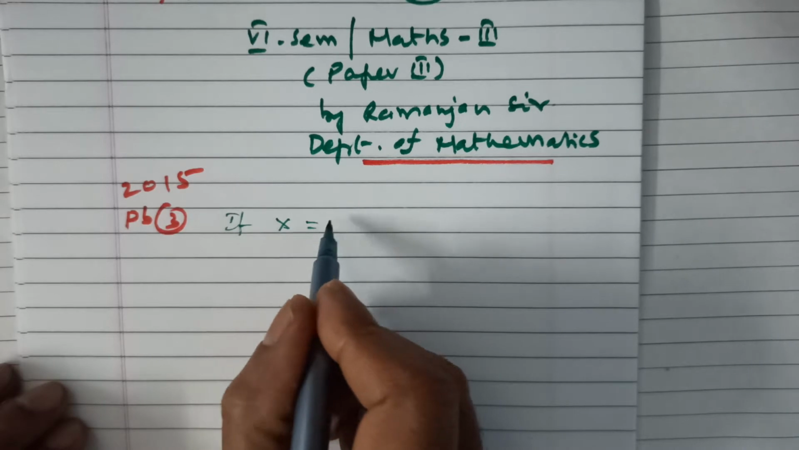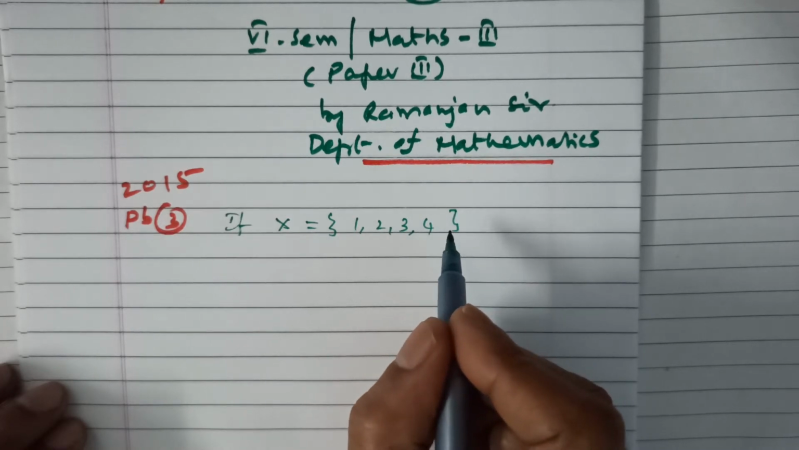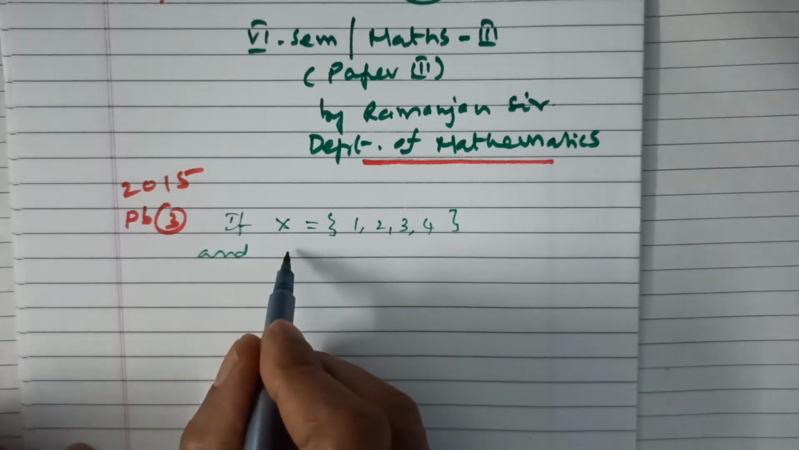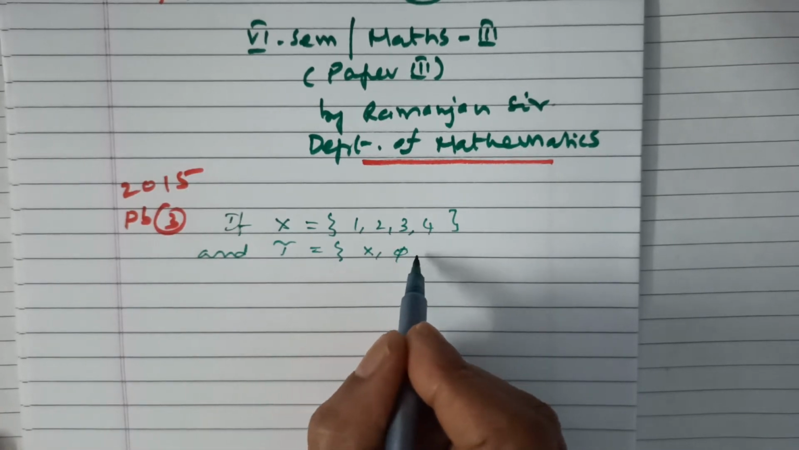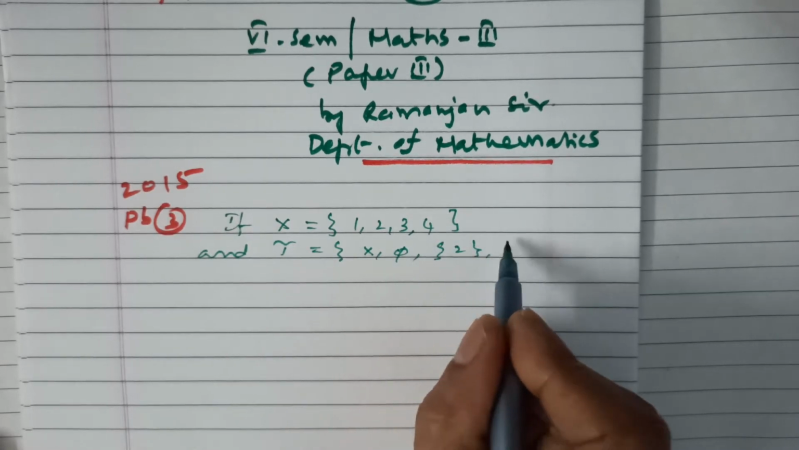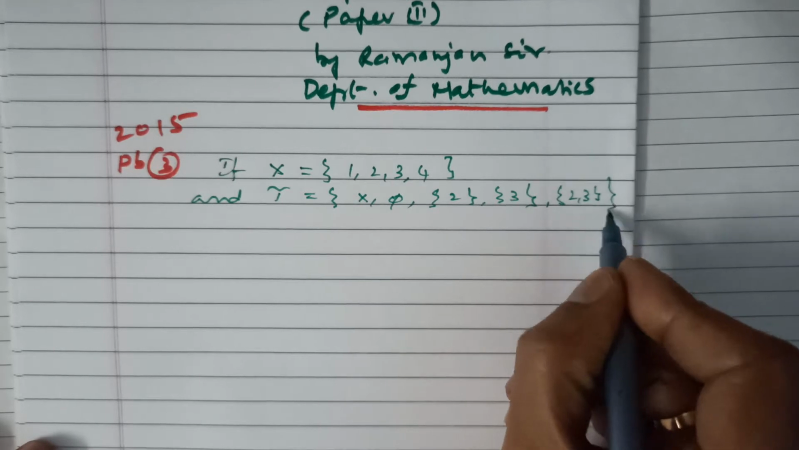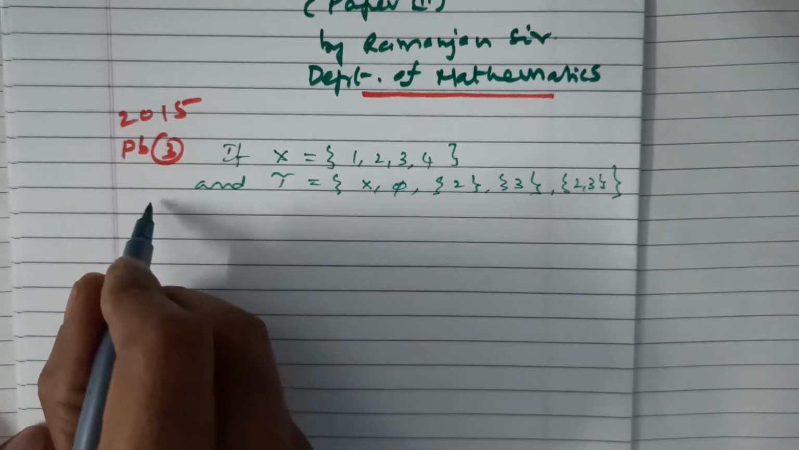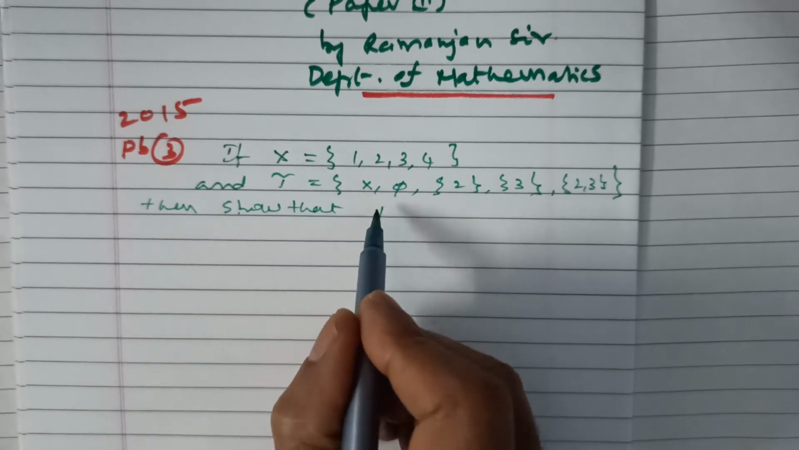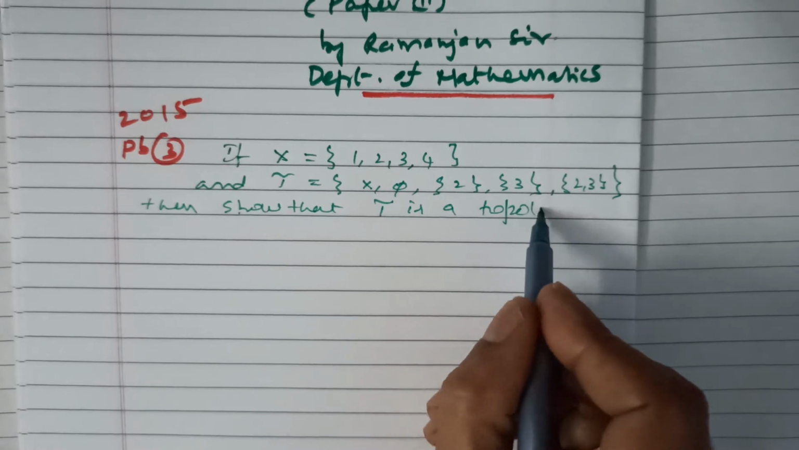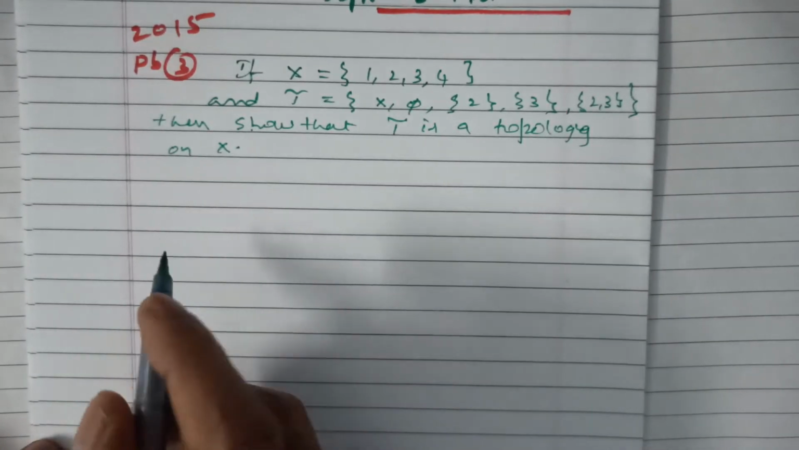If X is equal to set of 1, 2, 3, 4 and tau is equal to set of X, phi, set of 2, set of 3, set of 2, 3, then show that tau is a topology on X. See that, the simple problem solution.